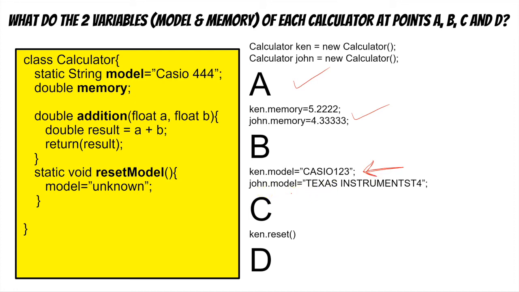John.model also changes to Casio 123 because model is a static variable and there's only one of them for every single instance of that calculator. Then on the next line, when I change the model again, using John this time instead of Ken, then that changes the one location which holds model for all of the calculators, and therefore Ken.model would also be equal to Texas Instruments at that point. And finally, when I say Ken.reset, because reset changes a static variable, then it resets both of them, so the model numbers are both equal again.